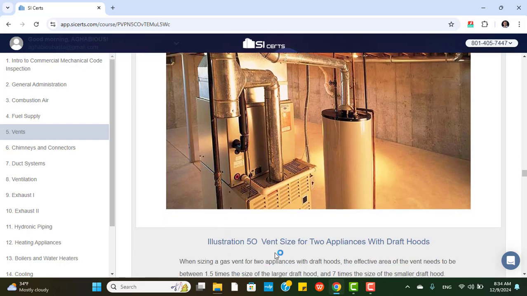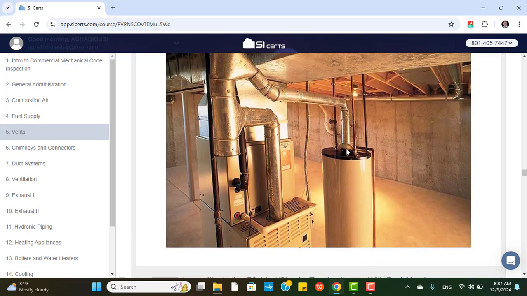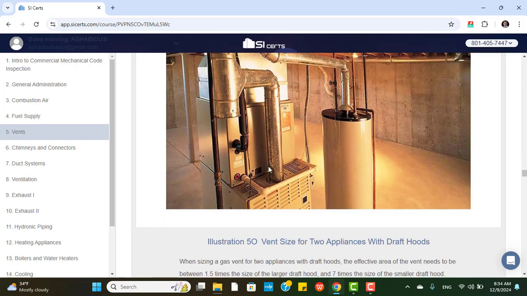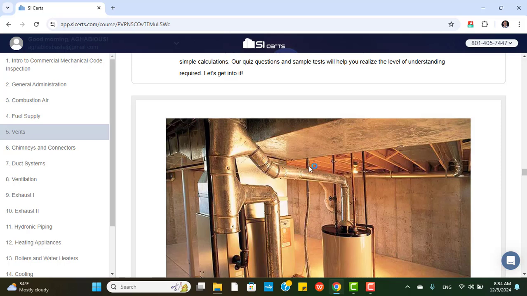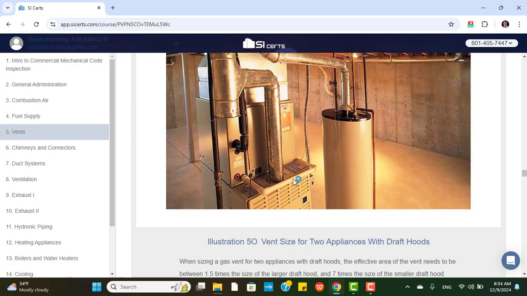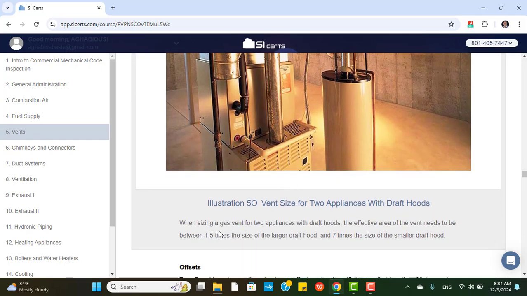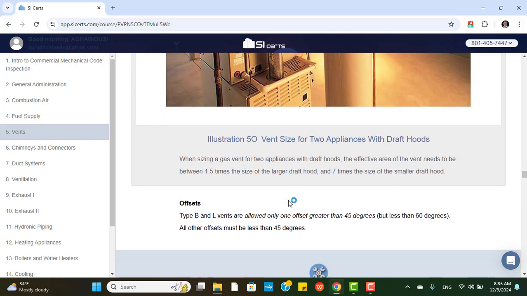Illustration 5.0: Vent size for 2 appliances with draft hood. This is a draft hood, and this is the 2 appliances connected together. When sizing a gas vent for 2 appliances with draft hood, the effective area of the vent needs to be between 1.5 times the size of the larger draft hood and 7 times the size of the smaller draft hood.